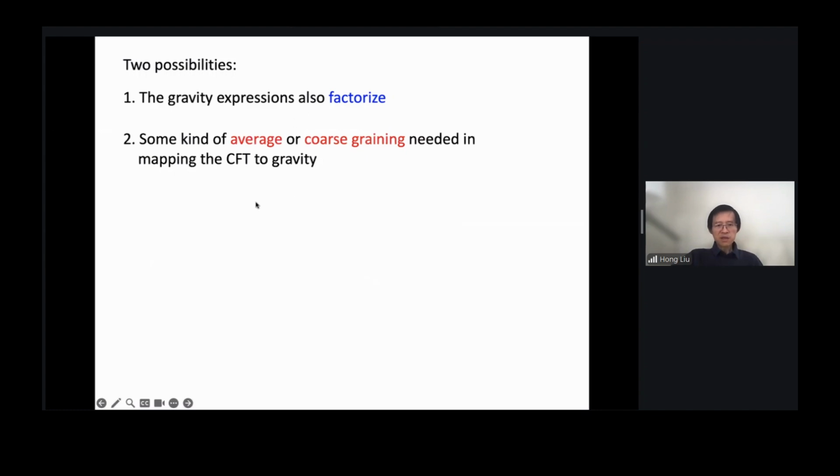And the second logical possibility is that some kind of average or coarse-graining is needed in mapping the CFT to gravity. So this is a very reasonable idea. You modify the dictionary to the following, in order to address this factorization problem. You say the gravity partition function, what it calculates in the G-Newton goes to zero limit, is some kind of coarse-grained or averaged CFT quantity. Okay, and because you are doing some kind of coarse-graining, some average, the left-hand side does not have to factorize, and then you address this factorization problem.